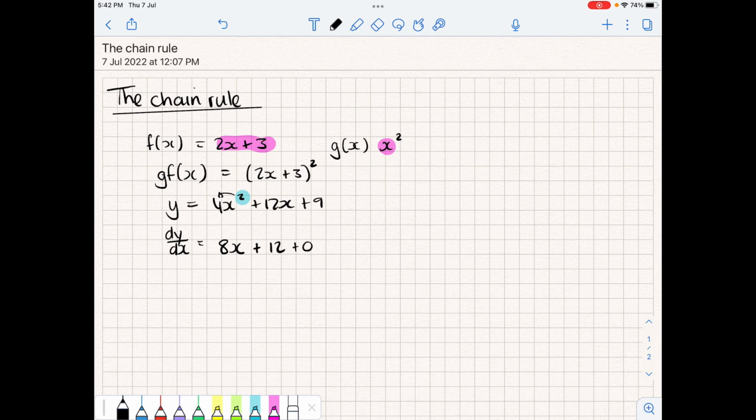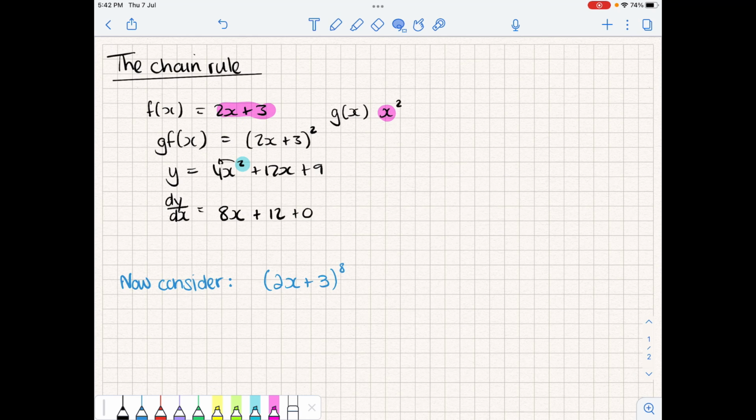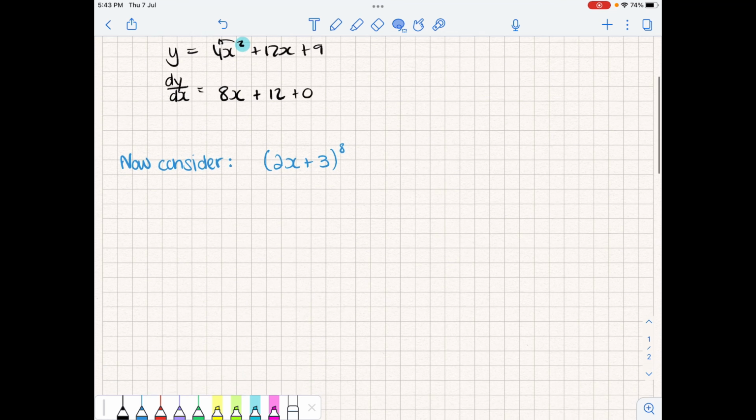Now, that's not always going to be the case. So let's consider this function here. So here we have a function 2x plus 3, except instead of being put into a function g of x, which was x squared, this has gone into a function which was x to the power 8. Now, we could use our knowledge of the binomial expansion to expand this out, and then we could differentiate each of the terms separately. However, that is very cumbersome, and we're going to come up with a better way of differentiating this.